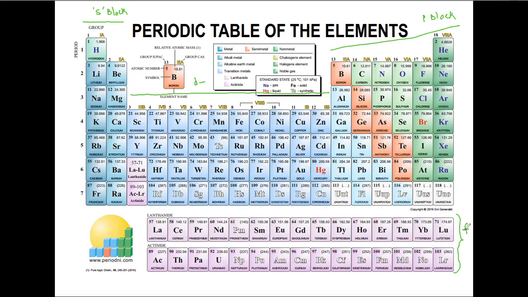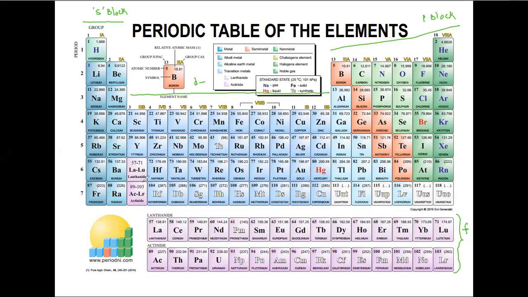Concentrate on the things. First and second groups come under S block. 13th to 18th come under P block. 3rd to 12th come under D block. And coming to this F block elements, they are in fact the internal part of this D block. You can just check out this here.